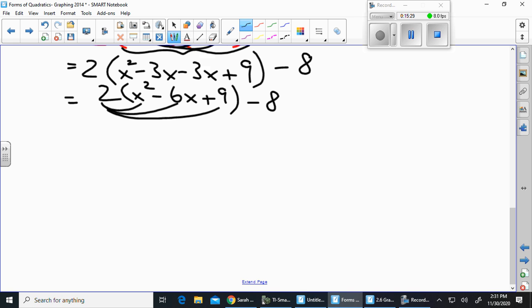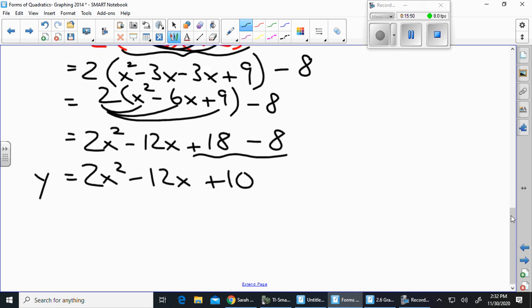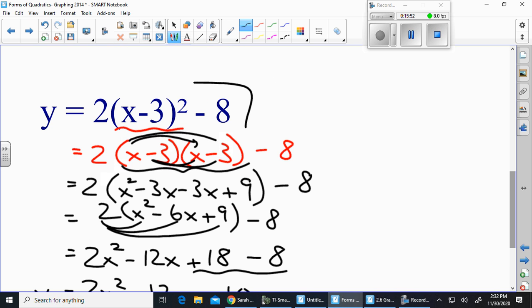Distribute your 2, not to the negative 8 though. You'd get minus 12x plus 18 minus 8. And finally, you get y equals 2x squared minus 12x plus 10. Then you'd have to graph it. That would be a ton of work. If I know how to graph in this form, I know my vertex is at 3, negative 8 just by looking at it. So you have to think of the reason why we do these.